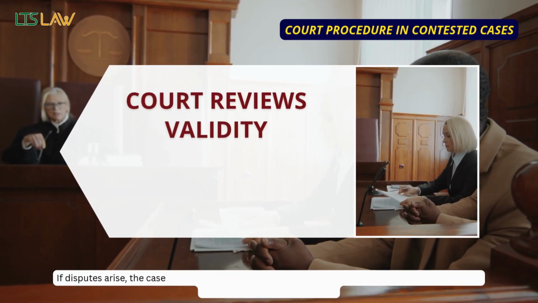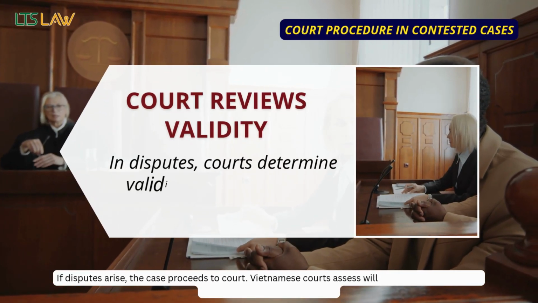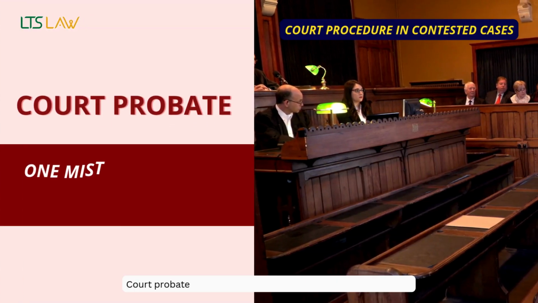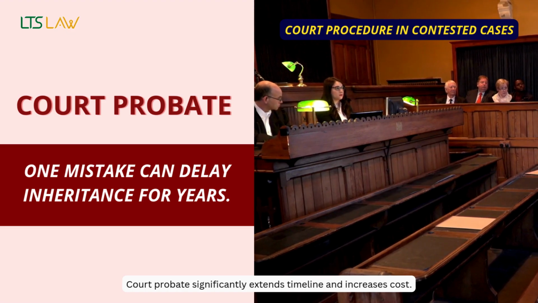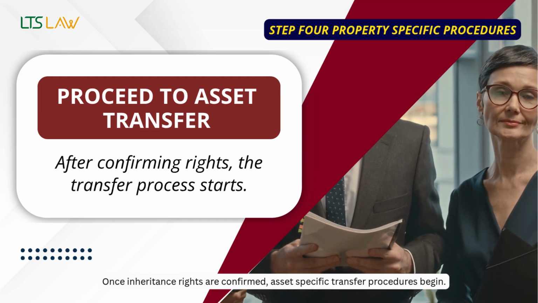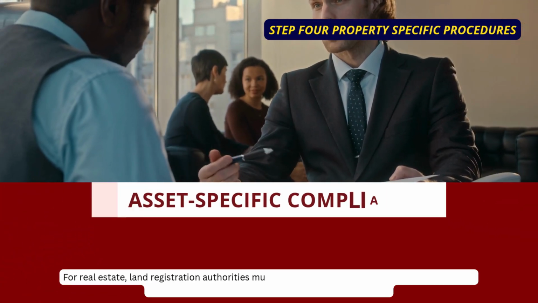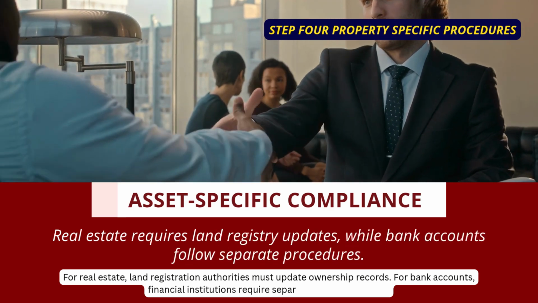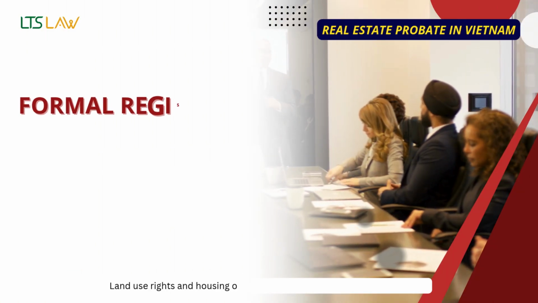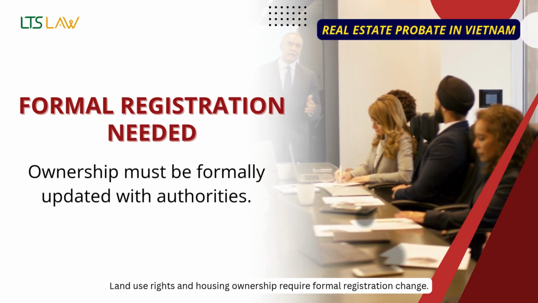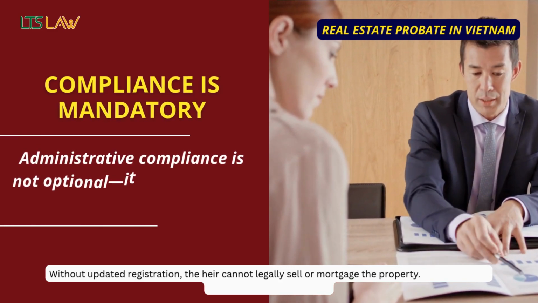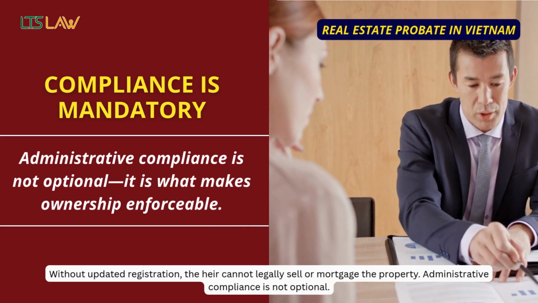If disputes arise, the case proceeds to court. Vietnamese courts assess will validity, forced heirship claims, and asset classification. Court probate significantly extends timeline and increases cost. Once inheritance rights are confirmed, asset-specific transfer procedures begin. For real estate, land registration authorities must update ownership records. For bank accounts, financial institutions require separate compliance steps. Land use rights and housing ownership require formal registration change. Without updated registration, the heir cannot legally sell or mortgage the property. Administrative compliance is not optional.